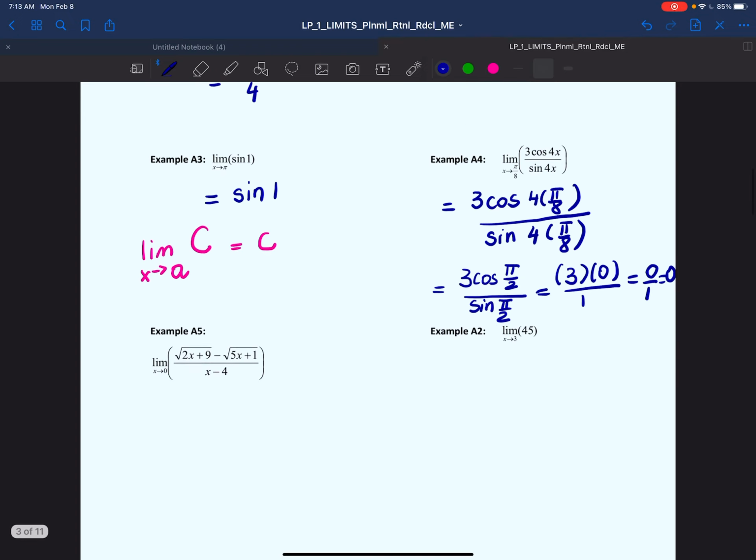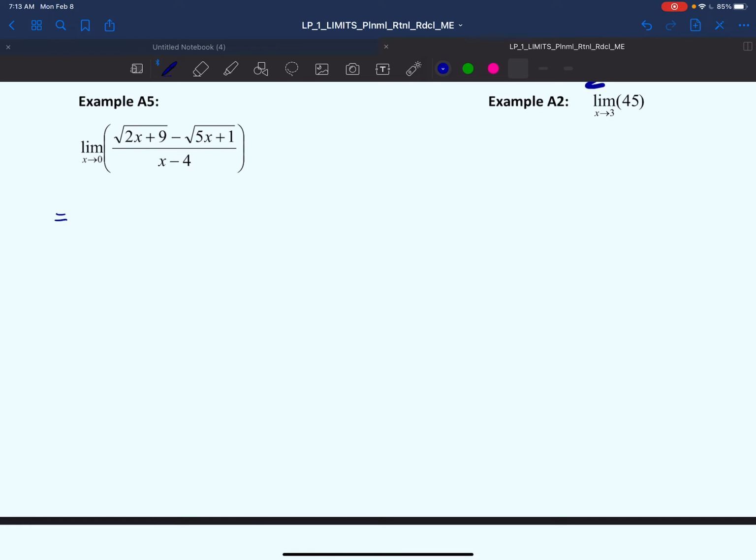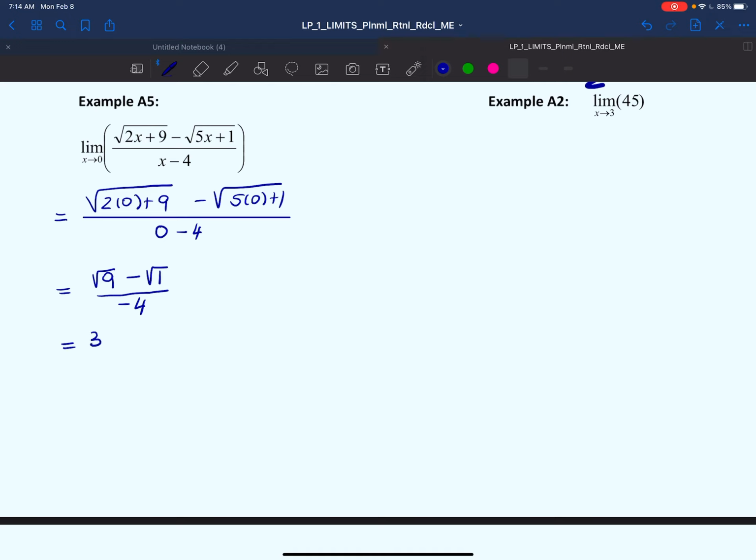The next example looks complicated, but always check and see if you can just simply substitute x. So what we have in here is the limit as x approaches 0. That would be square root of 2 times 0 plus 9 minus square root of 5 times 0 plus 1, over 0 minus 4. So this would be root of 9 minus root of 1 over negative 4, or 3 minus 1 over negative 4, and that would be 2 over negative 4, or negative a quarter.